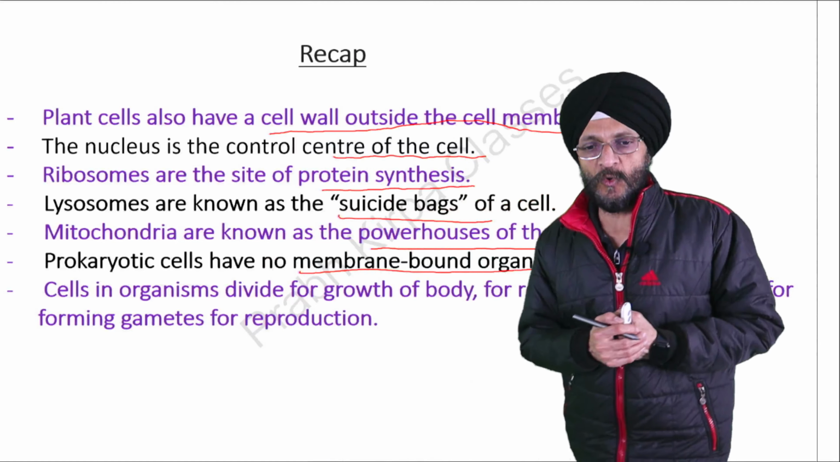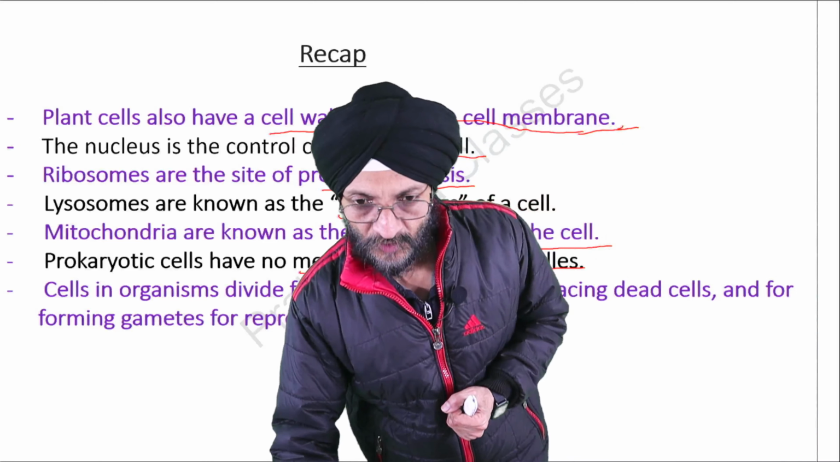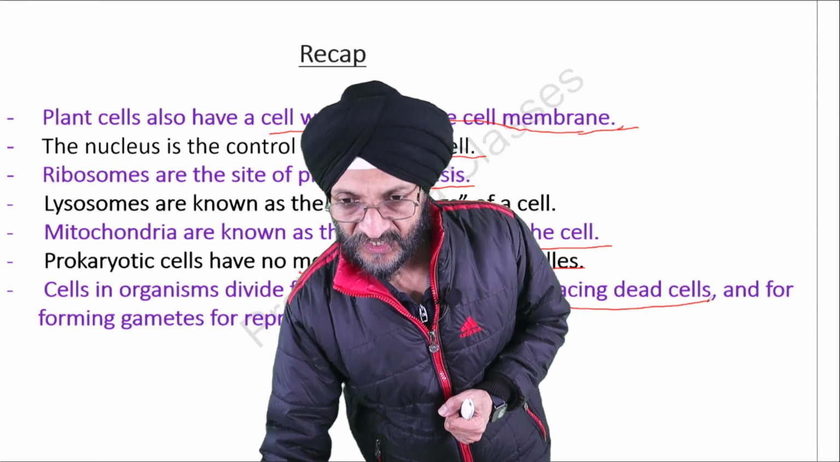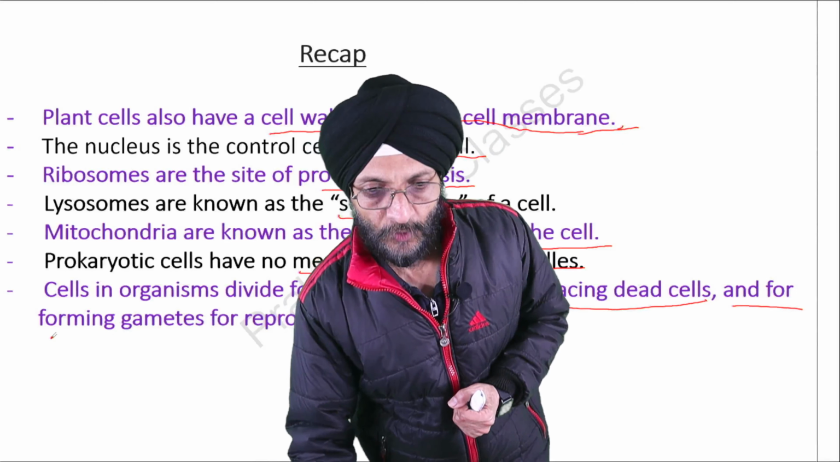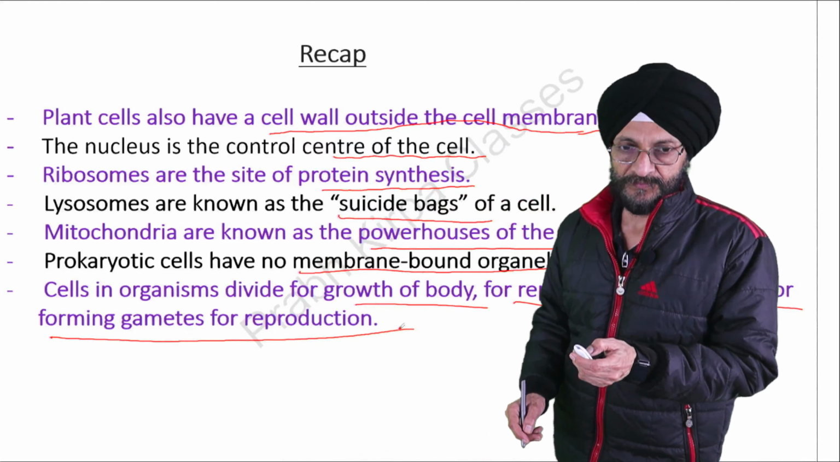Cells in the organisms divide for what purpose? For the growth of the body, for replacing dead cells, and for forming gametes for reproduction.